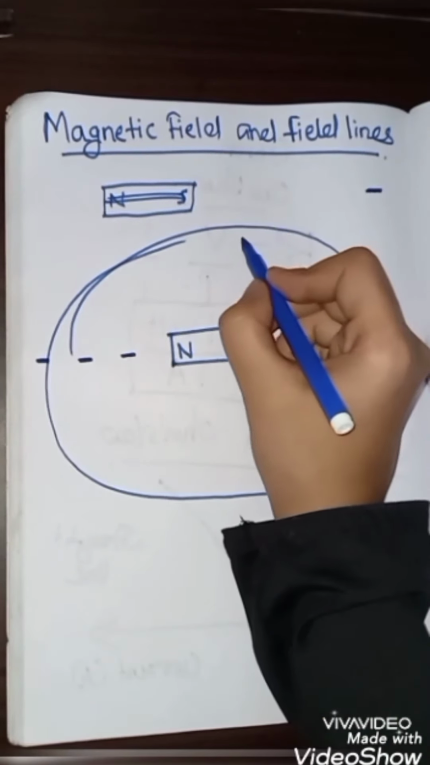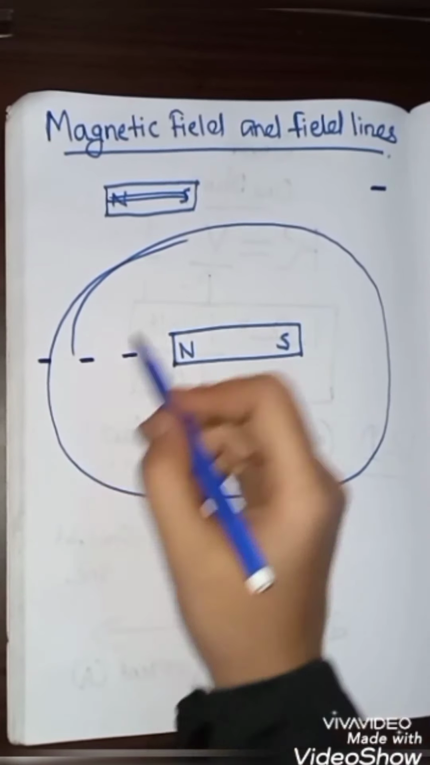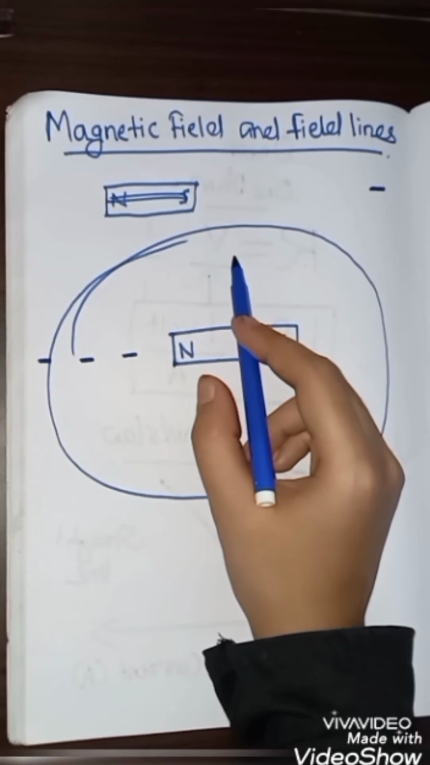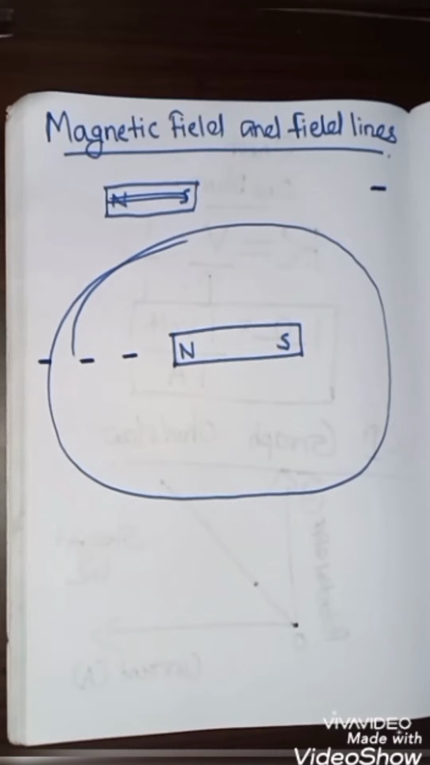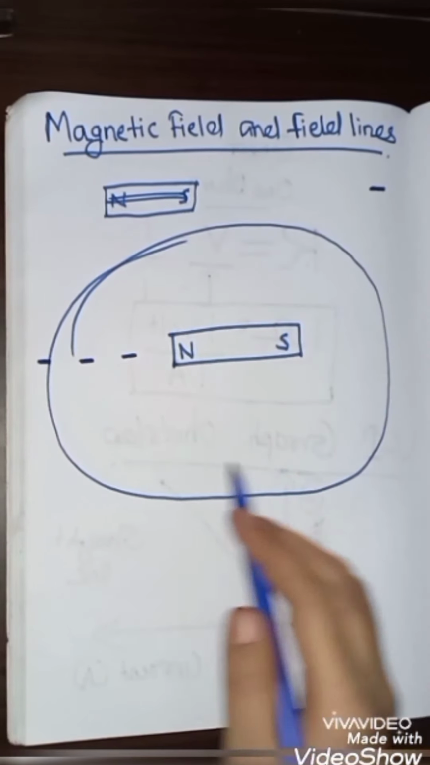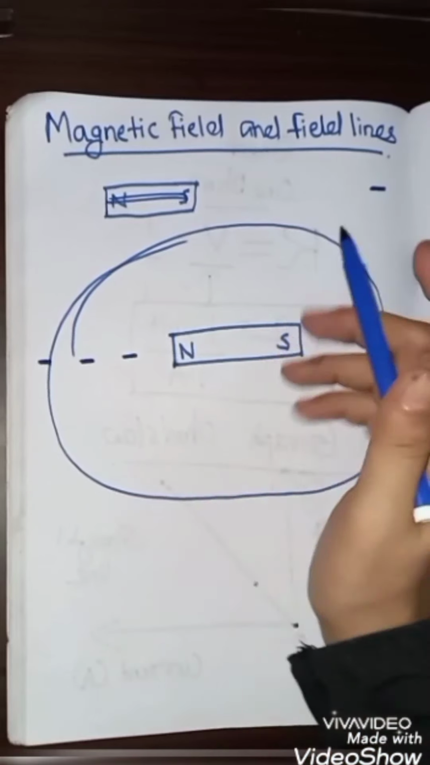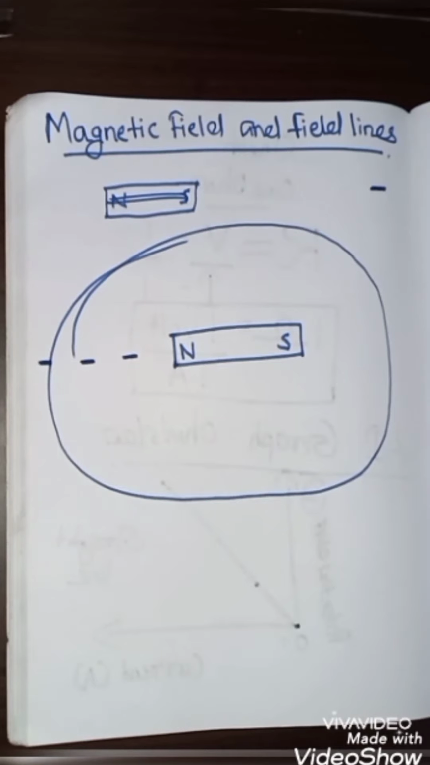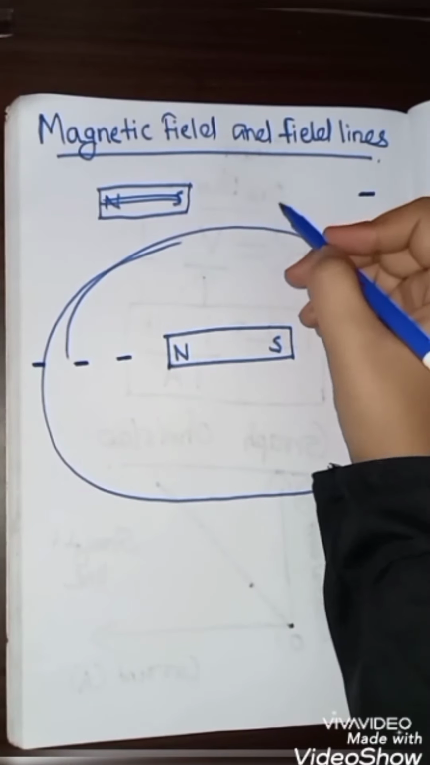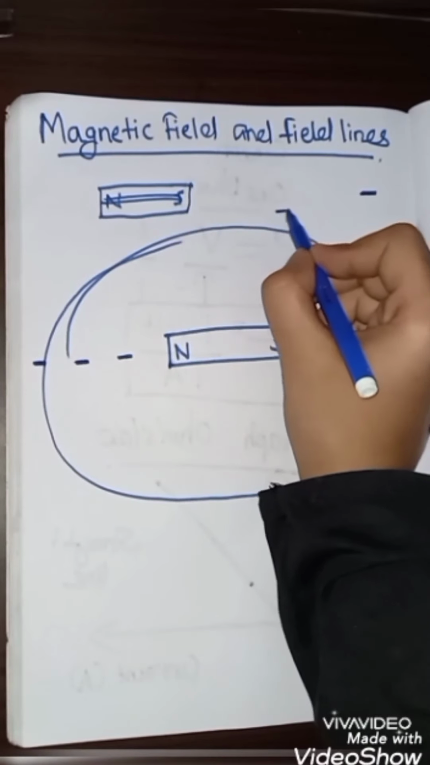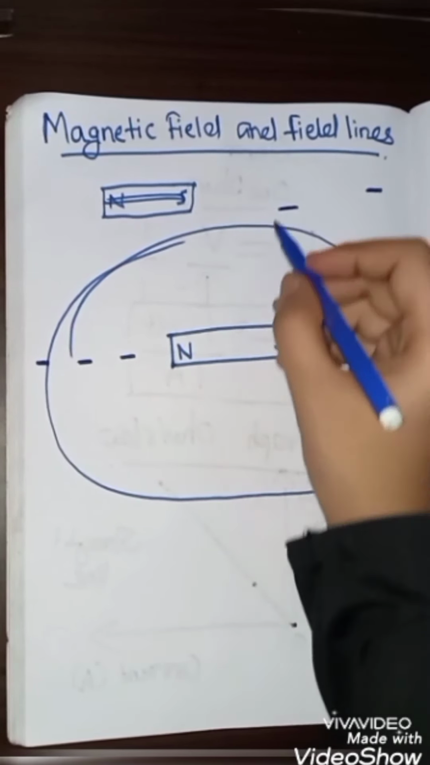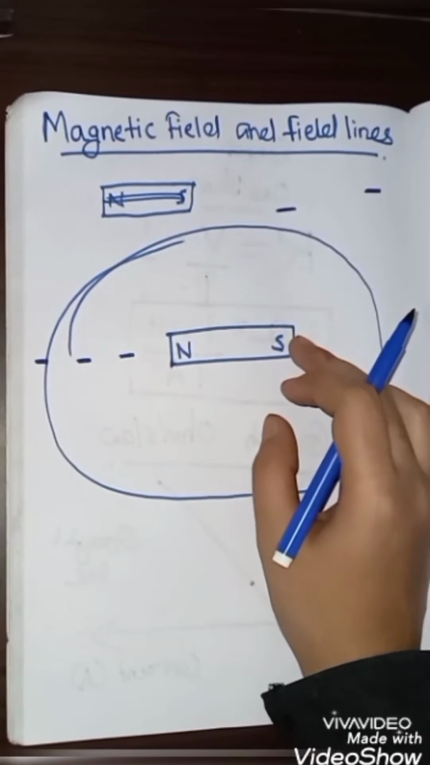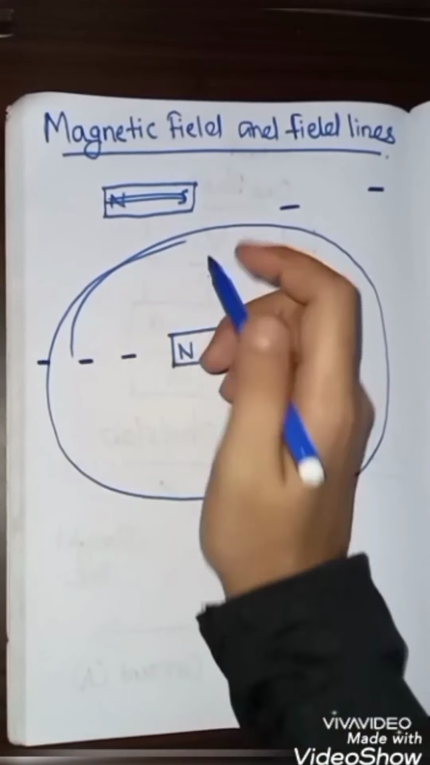Okay, when I put the iron nail anywhere in this place, the magnet attracts this iron piece. But when I place the iron piece outside of this region, the magnet does not attract it. That is, the force of attraction or repulsion of this magnet is concentrated in this region.